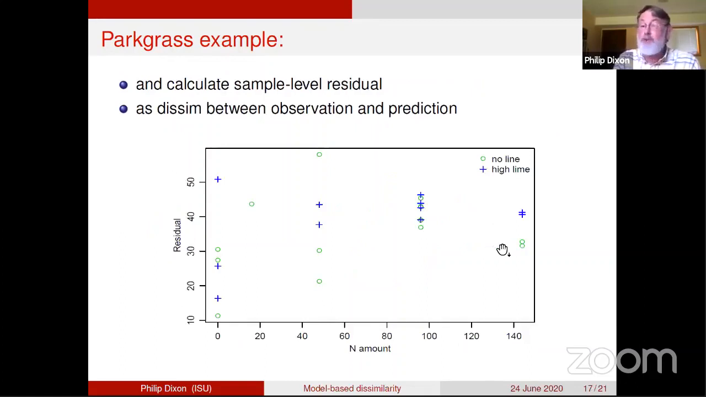We also have residuals at the sample level, which are dissimilarities between the observation and the prediction. And one can plot those in a variety of different ways to gain understanding about perhaps plots that are or are better or less well fit by the particular model that we're using in the many-any.